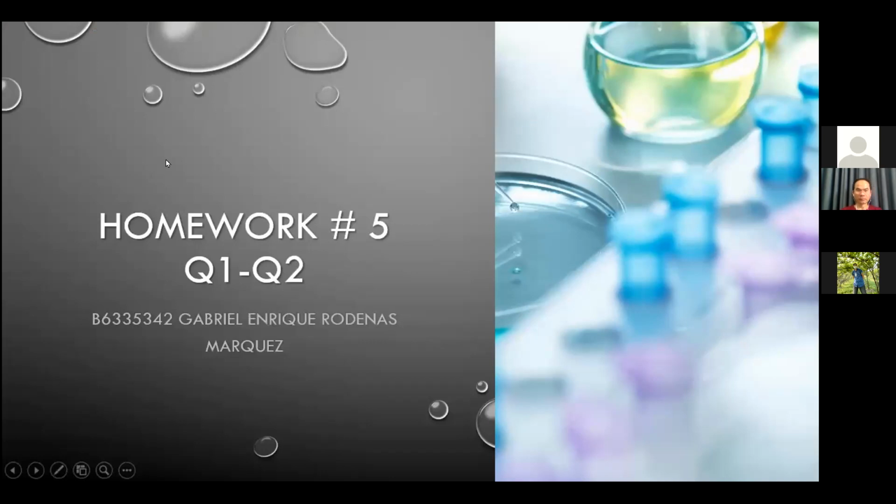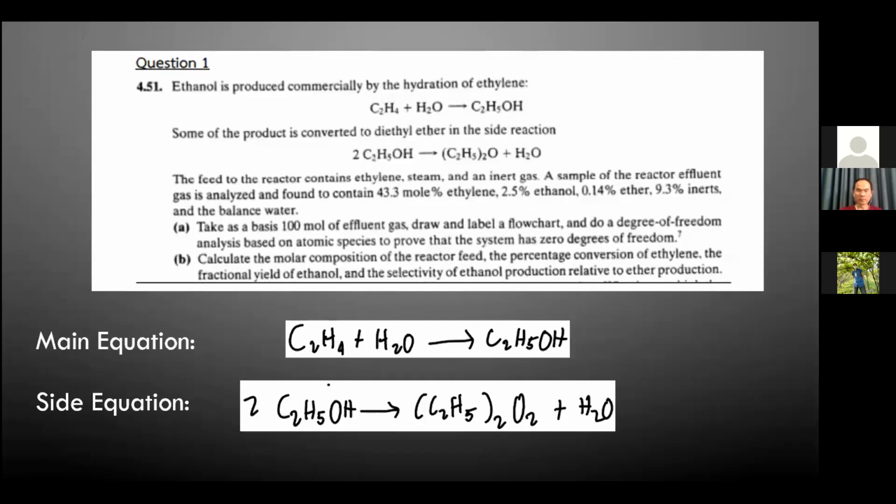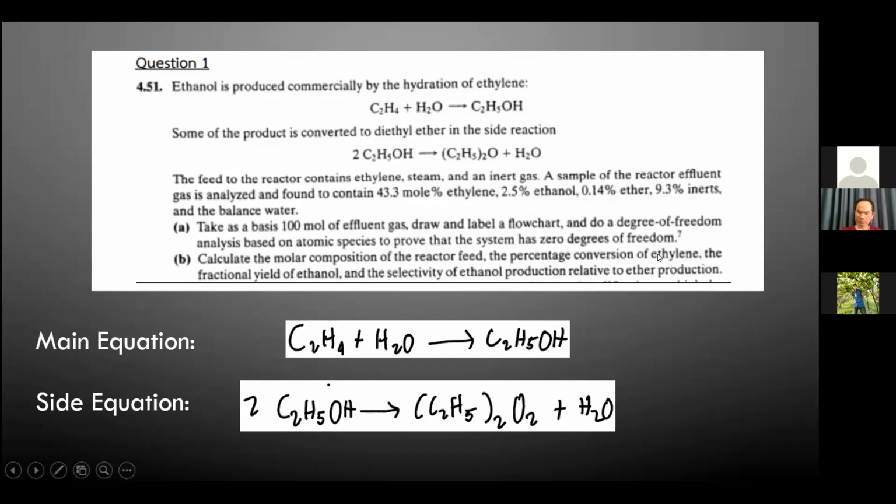So, good day, everyone. I will be discussing homework 5, question 1 and question 2. For the first question, ethanol is produced commercially by dehydration of ethylene with the chemical balanced equation C2H4 + H2O = C2H5OH. Some of the product is converted to diethyl ether in the side reaction, where 2 moles of C2H5OH produce (C2H5)2O + H2O.